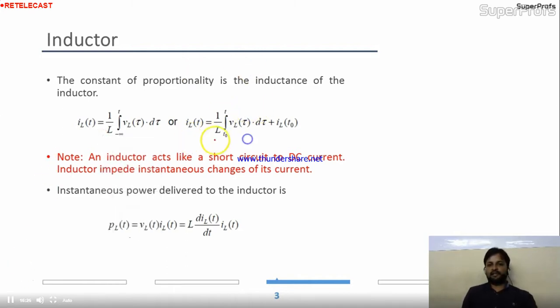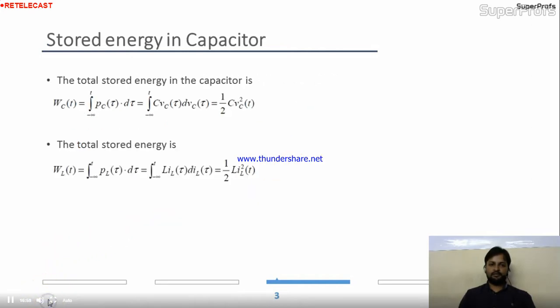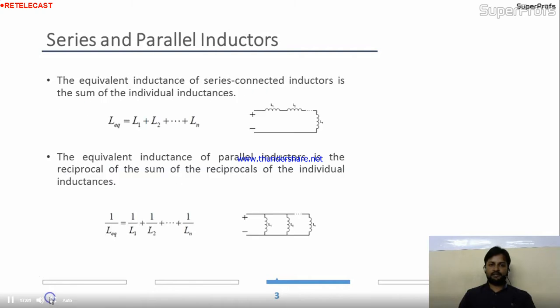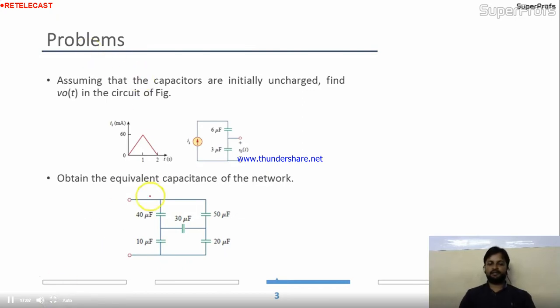Before that you should revise this first. The inductor current is given by IL(t) is nothing but 1 by L integration from t naught to t of VL(tau) d tau plus IL(t naught). This is nothing but the initial value. Why? Because they store the energy. Inductor and capacitor both store the energy. So these things are also counted. Okay. Now come to the capacitor, and we have seen this already. We have done this.